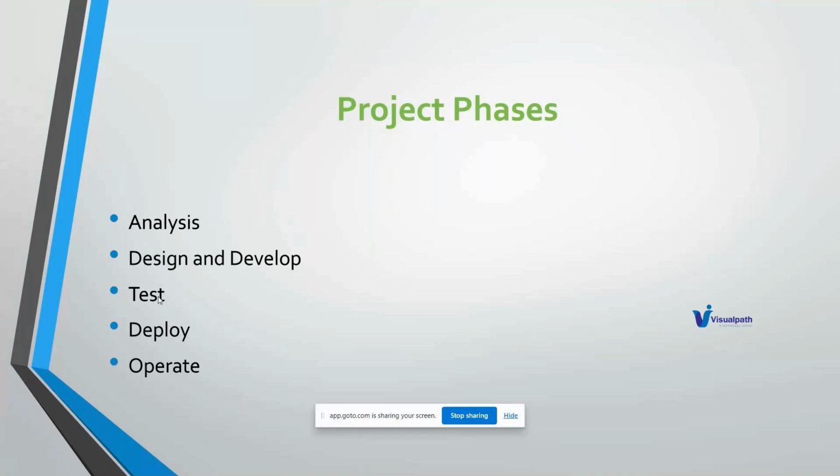What do you mean by testing? Whether it is working or not, that is very, very important, right? After testing, you need to move the data from one environment to the production environment. I will talk in detail. Once the production is ready, you need to operate it. Operate is nothing but start using the application. So these are the high level project phases that will be there in every project.